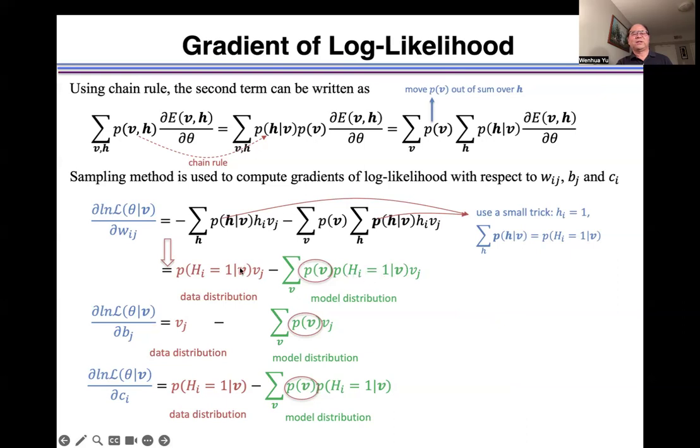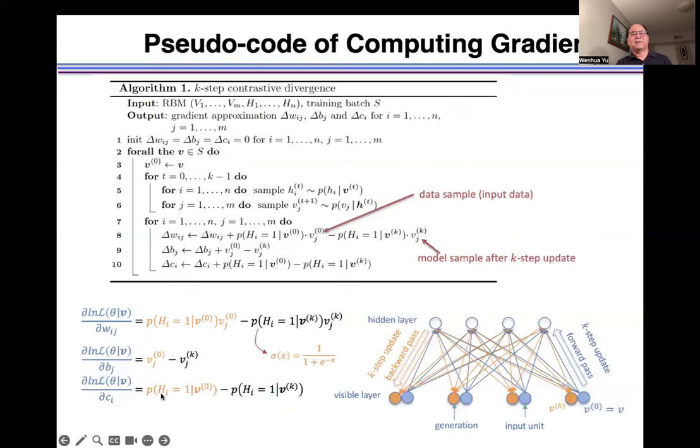So we use the difference of two terms to express the gradient of log likelihood with respect to Wij. We sample this V over the data distribution, and we sample the second term over the model distribution. Similarly, we calculate the gradients of log likelihood with respect to Bj and Ci.